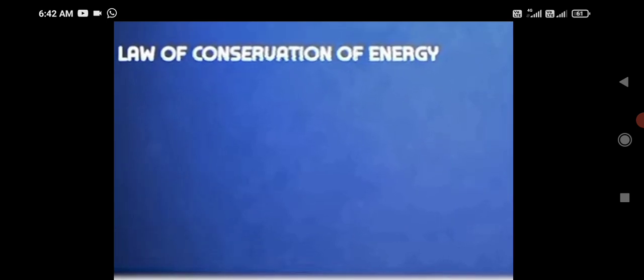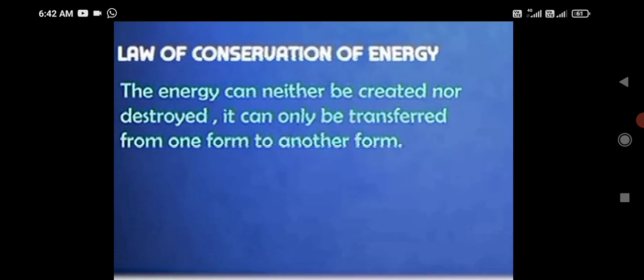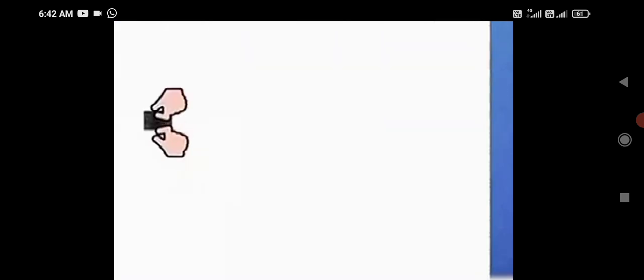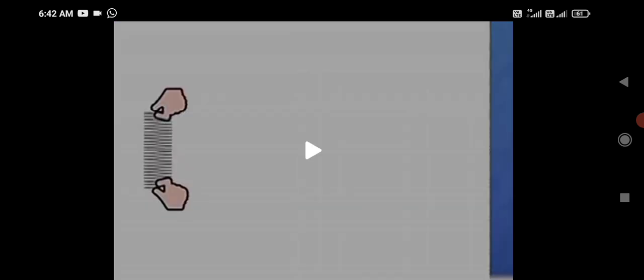Then what is the definition of the law of conservation of energy? Energy can neither be created nor destroyed, but it can transform from one form into another form. Already we discussed it: electric energy converted to kinetic energy in a fan, electric energy converted to light energy in an electric light. Like that only, the law of conservation of energy.